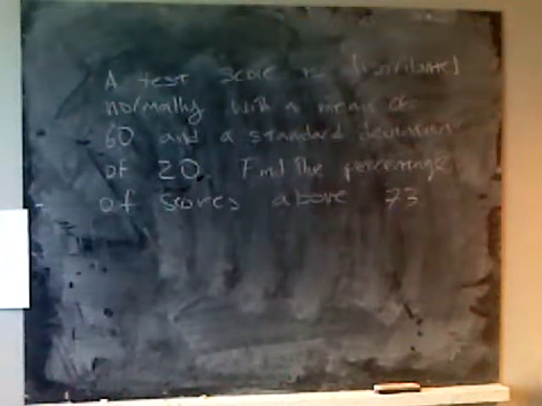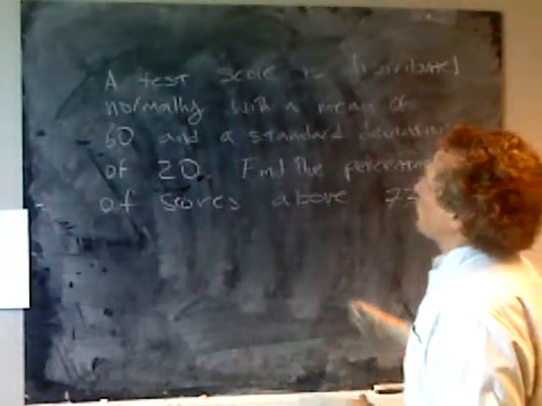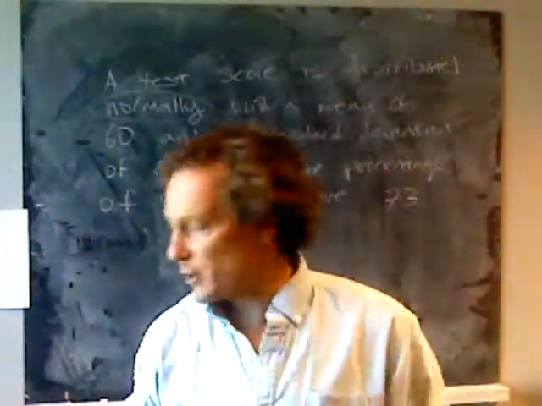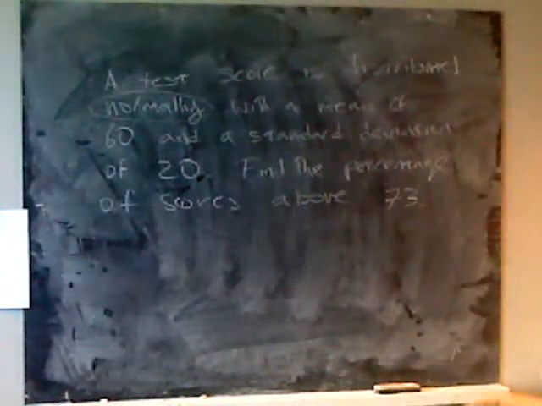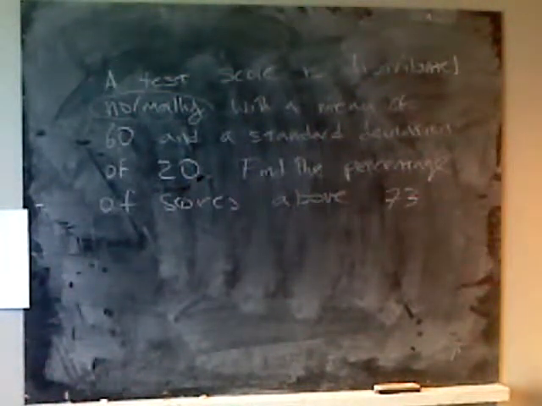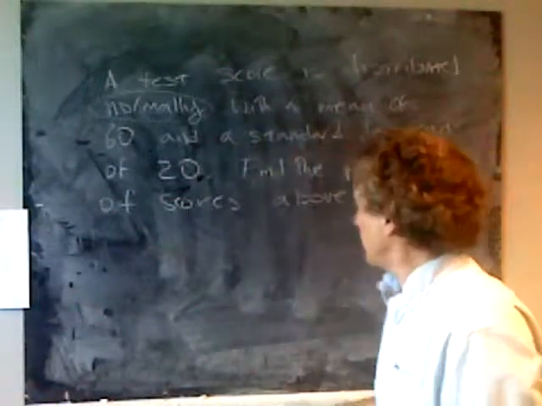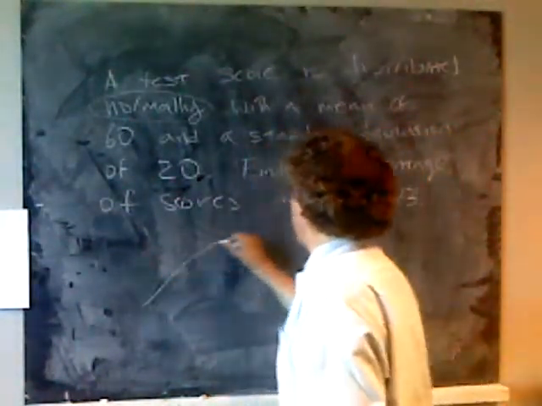So now, how are we going to go about that? We're going to use this key information that it's a normal distribution to allow us to use that table A20, the normal table on page 104. So what we're going to do, I'm going to draw a picture.